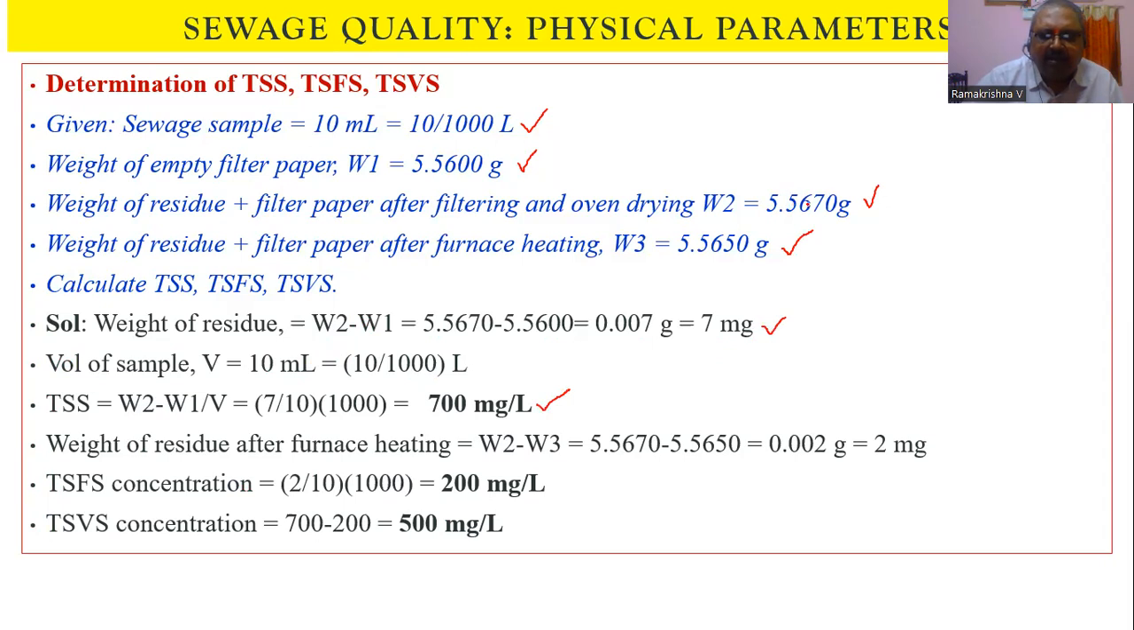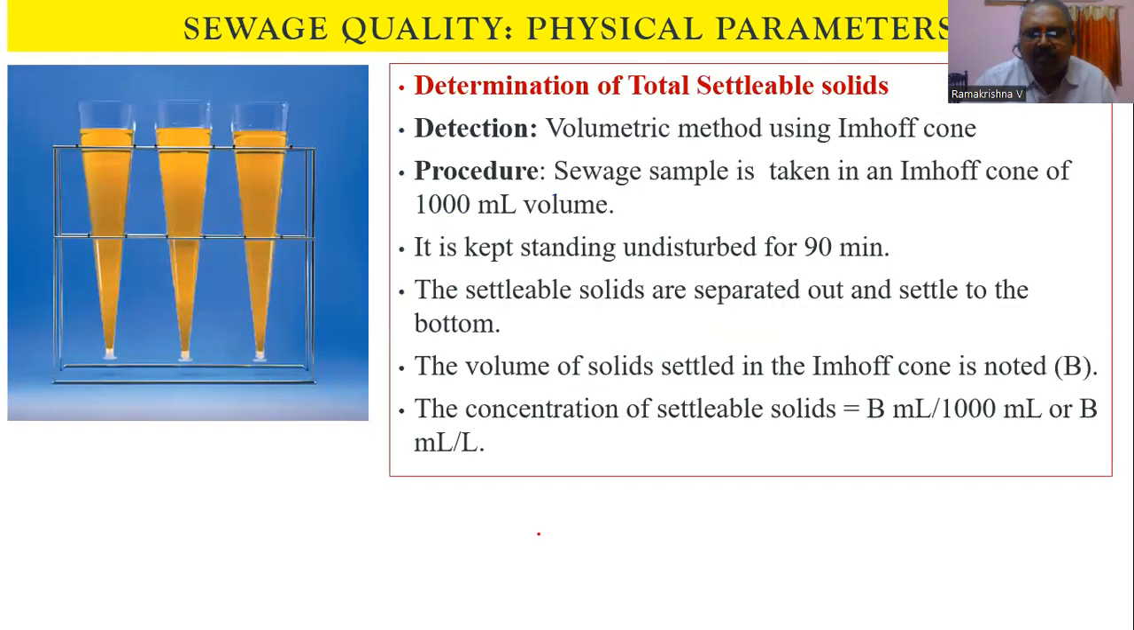And the difference of weights between the second and third stage is going to give you 2 milligrams. 2 milligrams in the same volume, 10 ml of sample, is going to give you the concentration of total suspended fixed solids, 200 milligrams per liter. The difference of total suspended solids minus fixed solids is going to give you total suspended volatile solids. And then the last one is the total settleable solids.